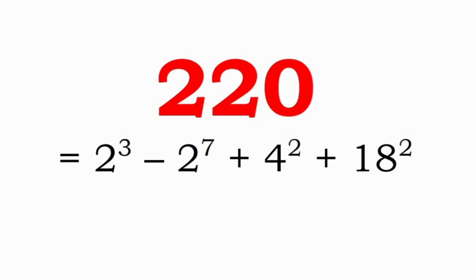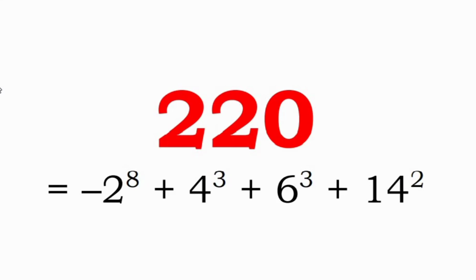Another representation of 220 is 2 cube minus 2 to the power of 7 plus 4 square plus 18 square. Here the digits used are 1, 2, 3, 4, 7 and 8 only.